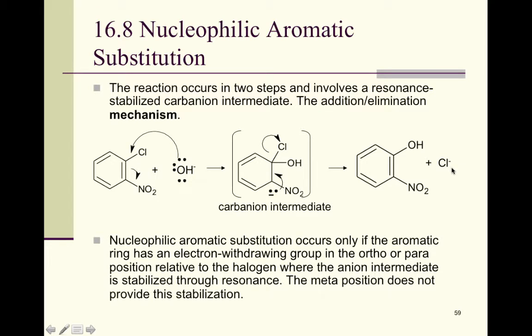Nucleophilic aromatic substitution occurs only if the aromatic ring has an electron withdrawing group in the ortho or para position relative to the halogen, where the anion intermediate is stabilized through resonance. The meta position does not provide the stabilization.